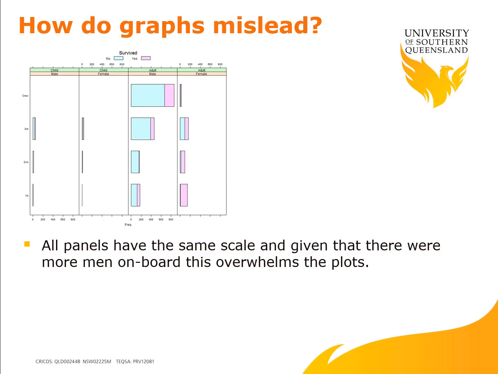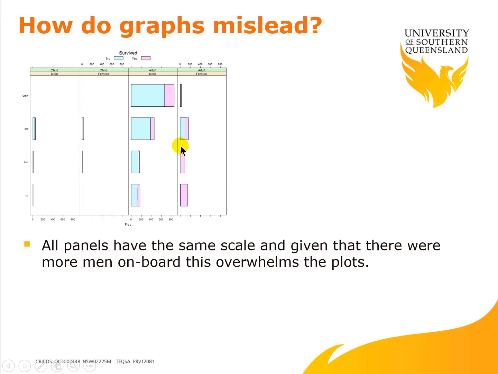So this data I'm going to show you now is some data that's available in the R statistical package. It's on the deaths of people who were on the Titanic. And what I want to do is talk to you about scale. So this is what we call a panel plot. Here, each plot is about male children, female children, male adults and female adults. And blue is that they did not survive and pink is that they did survive.